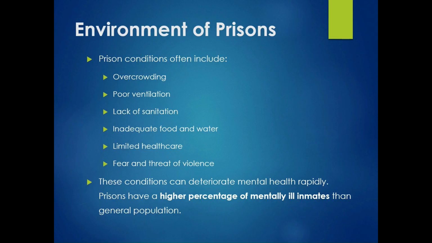Going forward, let's look at what kind of environment there is in prisons. Prisons are often overcrowded. They have poor ventilation, poor sanitation, inadequate food and water, limited health care, and fear and threat of violence. Obviously prison is a place where people are sent for punishment, right? It's not a five-star hotel, obviously.